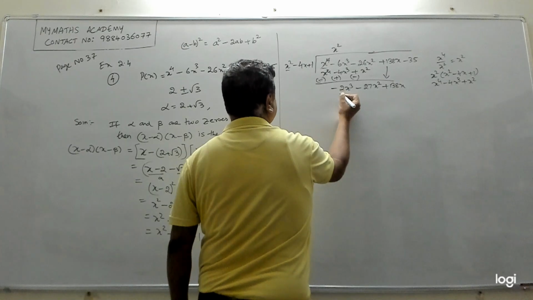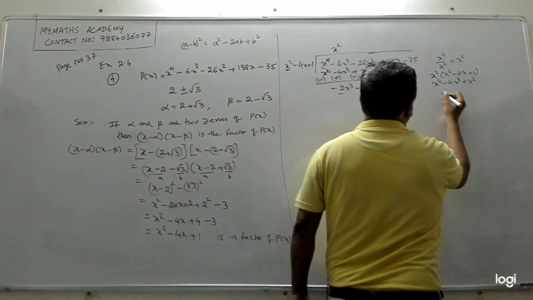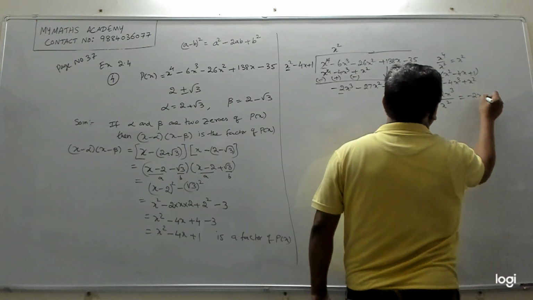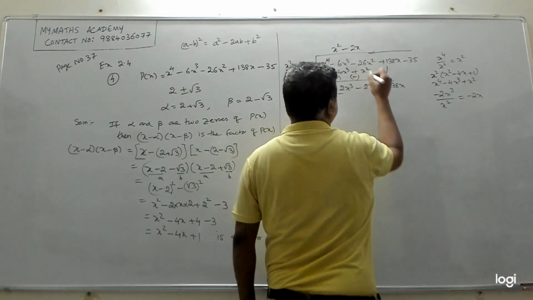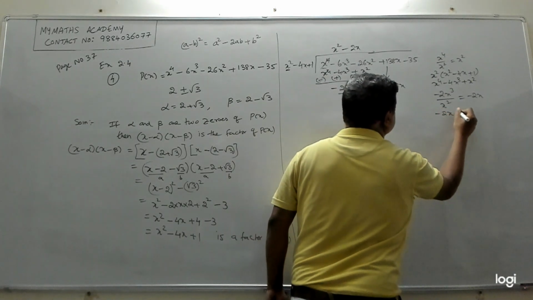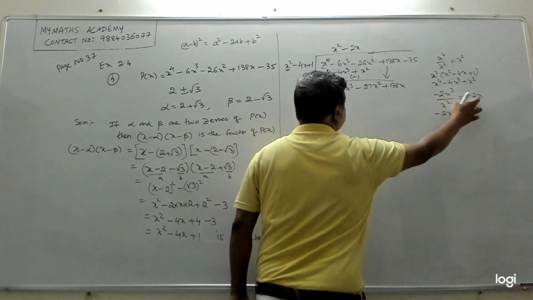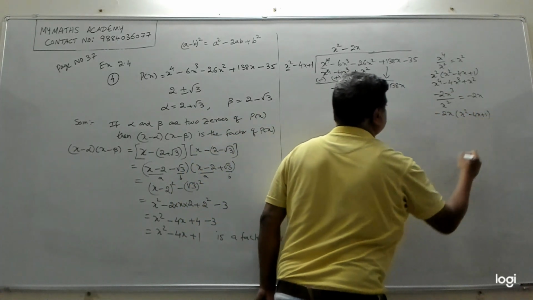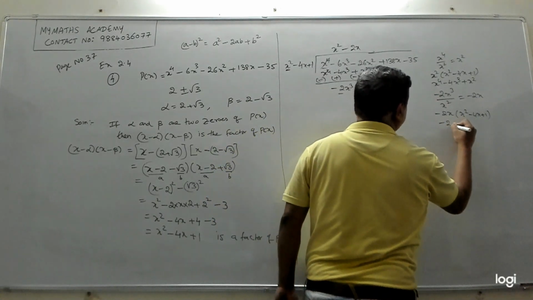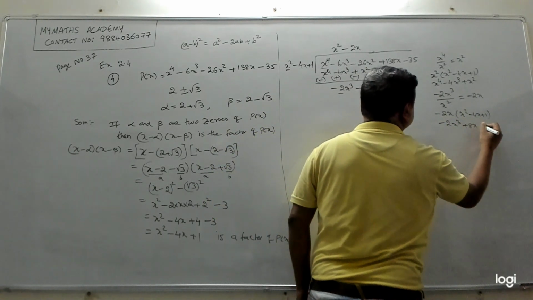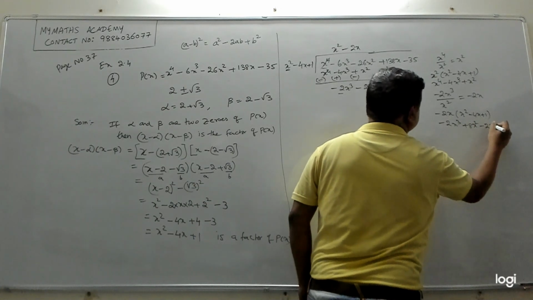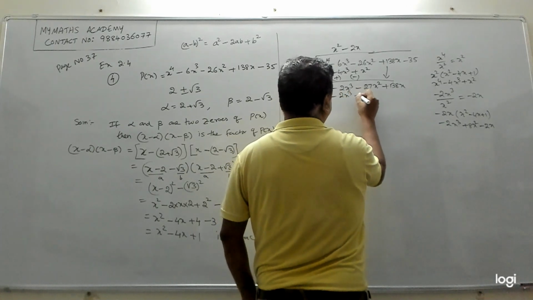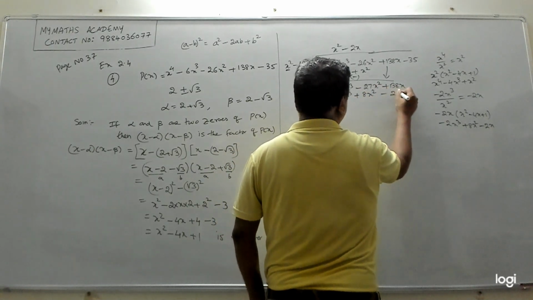Now again we should take the first term of this and the first term of this, and divide. So minus 2x cube by x square will give me minus 2x. So put that minus 2x here, then we should multiply minus 2x into this whole thing, which is x square minus 4x plus 1. If we multiply, we get minus 2x cube plus 8x square minus 2x. Let's substitute that here. So we get minus 2x cube plus 8x square minus 2x.